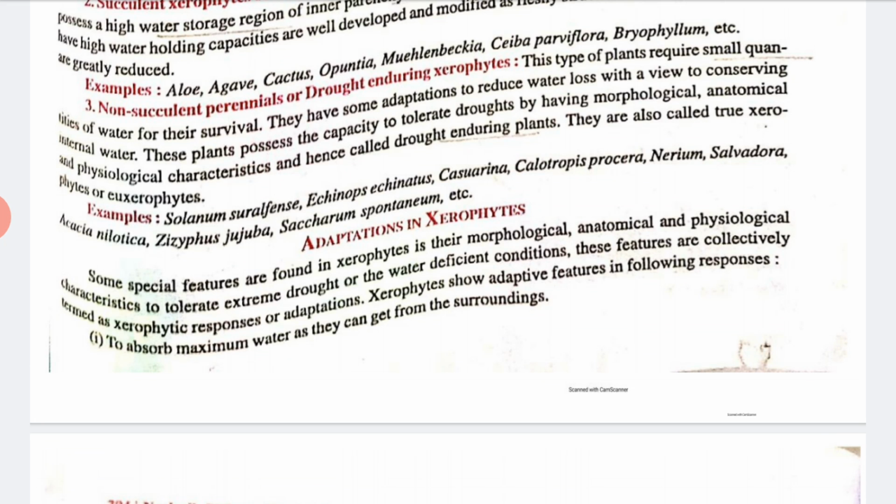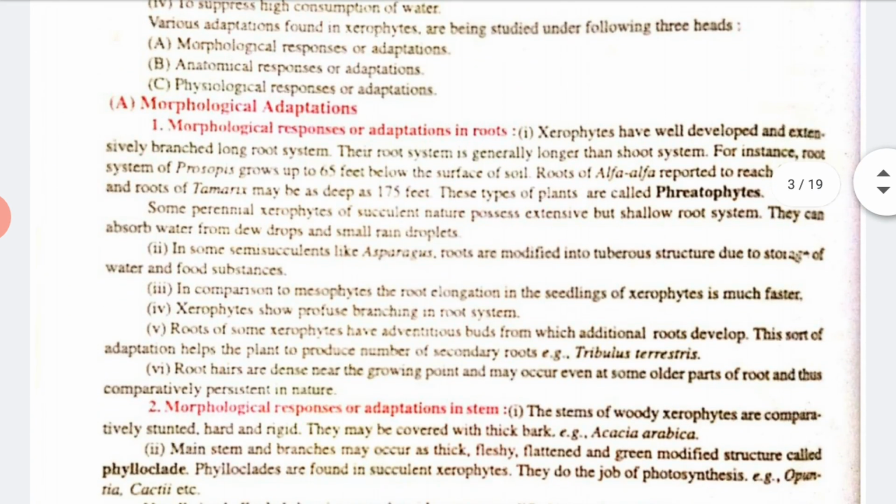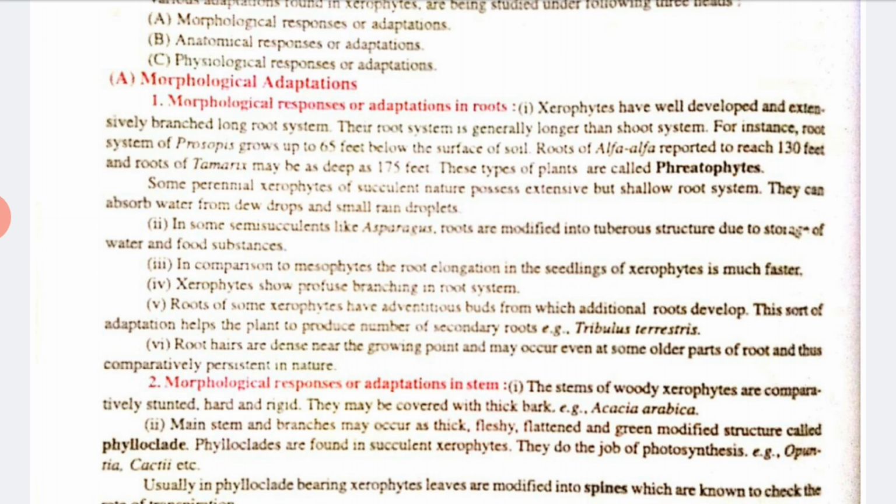So let's talk about the morphological adaptation. Morphological adaptation means xerophytes have a well developed and extensively branched long root system. The root system is generally longer than the shoot system. Clear? The root hairs play a very important role. Root hairs are dense near the growing point and may occur even at some older parts of the root, and thus are comparatively persisting in nature. Clear? This is according to the morphological responses.